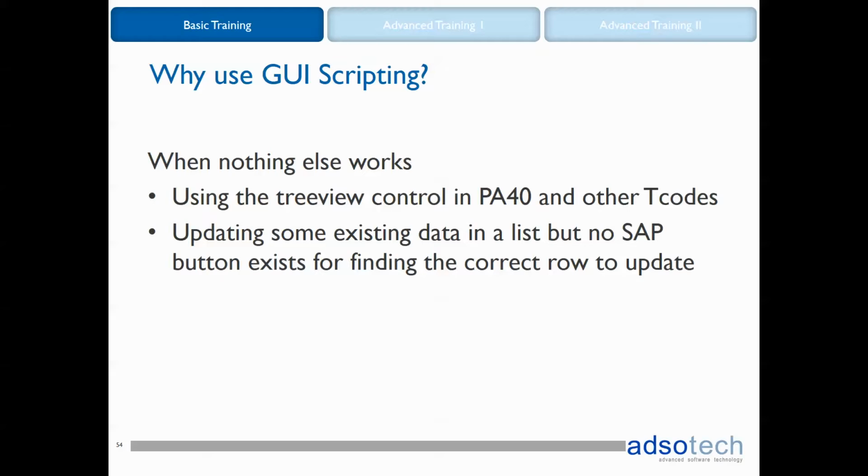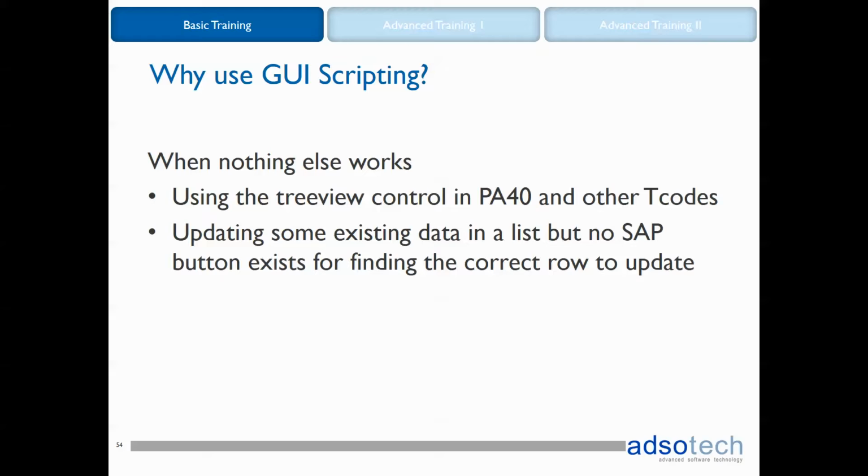That means that we actually need to locate the line of data that we need to update. Normally we would use SAP buttons to do the search and find the correct row. But if we don't have buttons that can accomplish this for us, then most likely we need to go with GUI scripting and a functionality that we call index-based if.